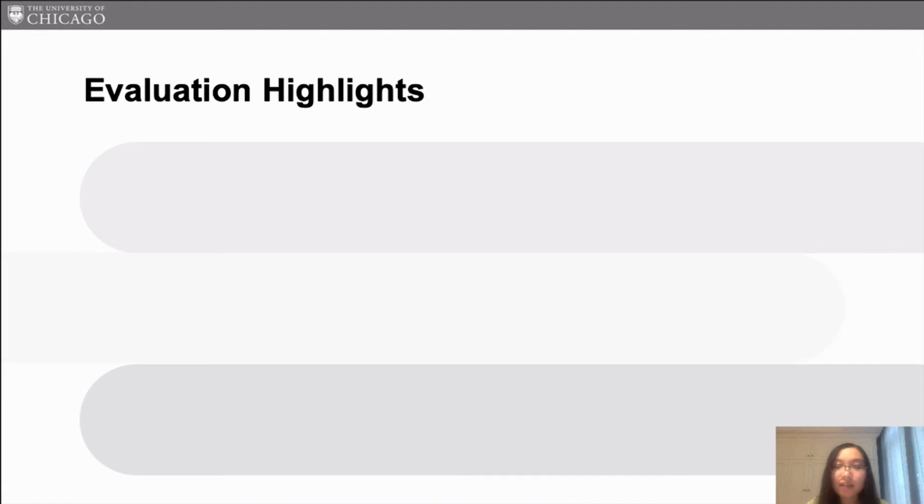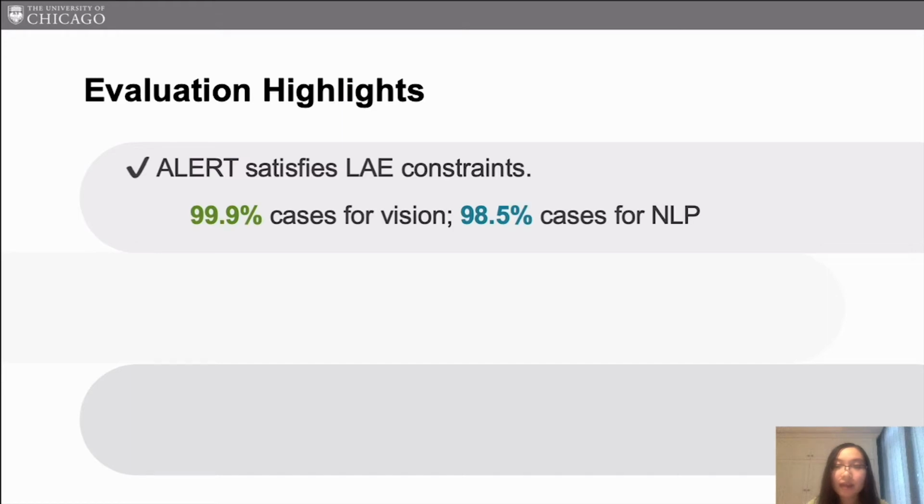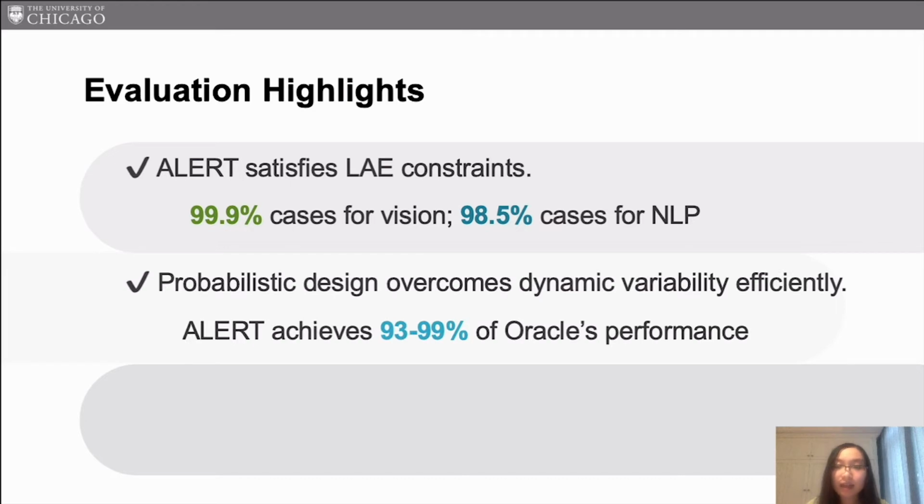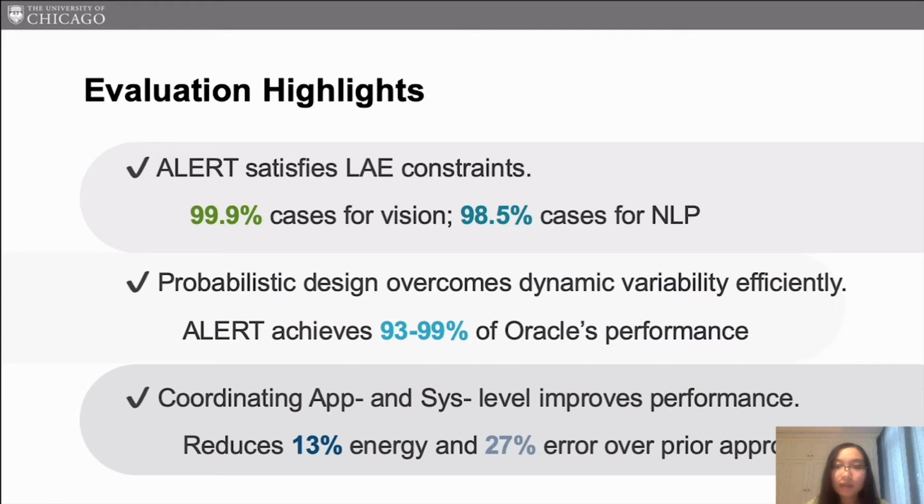We conduct several experiments to evaluate our approach. The experiment results show that Alert is able to satisfy latency, accuracy, and energy constraints. Our probabilistic design overcomes dynamic variability efficiently. Alert achieves more than 93% of Oracle's performance. Coordinating application and system level improves the performance. It reduces energy by 30% and error rate by 27% over previous work.